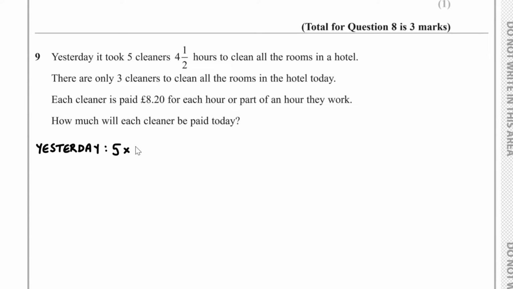So we've got 5 multiplied by 4.5. So if we work this out, we get 22.5 hours. What does this represent? Well, it would represent the number of hours to clean the whole hotel. Let's now take a look at the situation today.